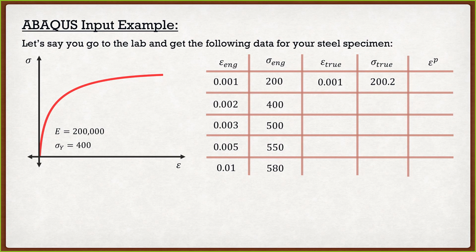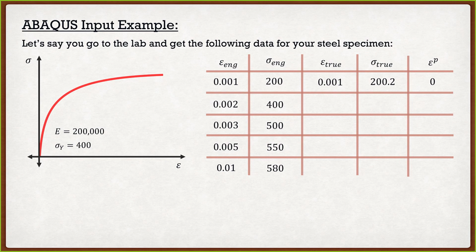Now, question for you guys. If my yield stress right here is 400, and my true stress is 200, what's going to be my plastic strain for this first row? You guys are so smart. I love it. It's going to be zero because our stress right now didn't cause any yielding. We're still elastic at this point.